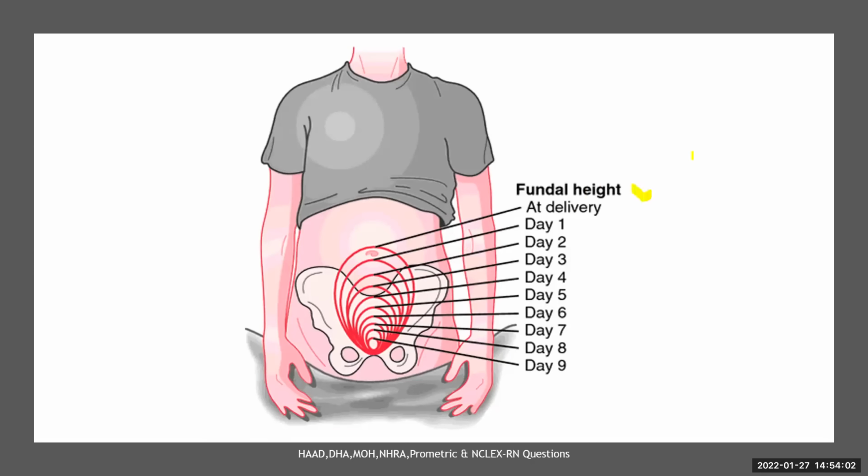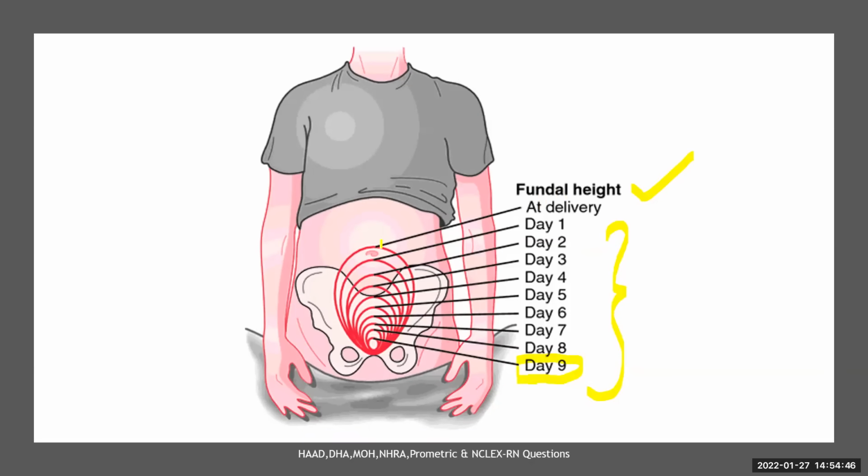Here the fundal height is given day by day. Initially at the delivery, it was at the umbilicus, and then the fundal height is reducing. So this is called involution of uterus. When would this happen? Involution completes at the 9th to 10th day.